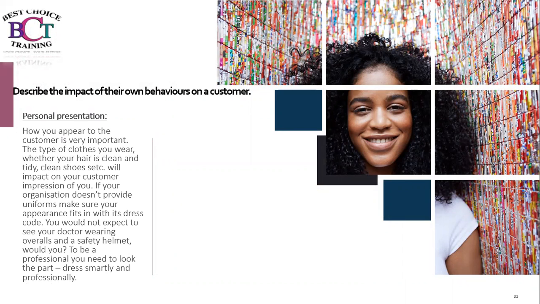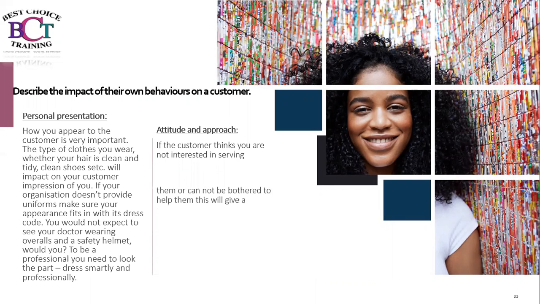If your organisation doesn't provide uniforms, make sure you wear appropriate clothing and your appearance fits in within the dress code. You would not expect to see your doctor wearing overalls and a safety helmet, would you? So to be professional, you need to look the part, dress smartly and professionally.